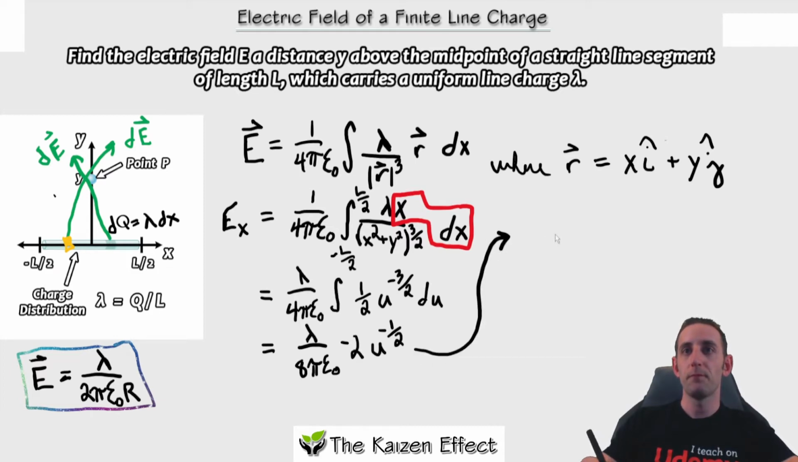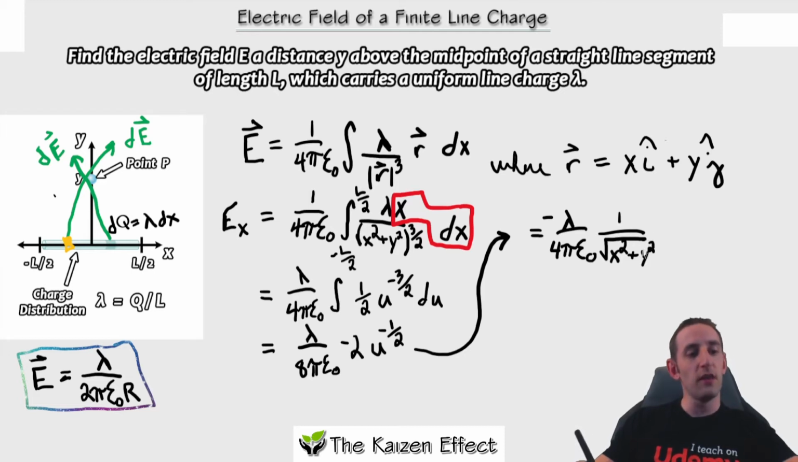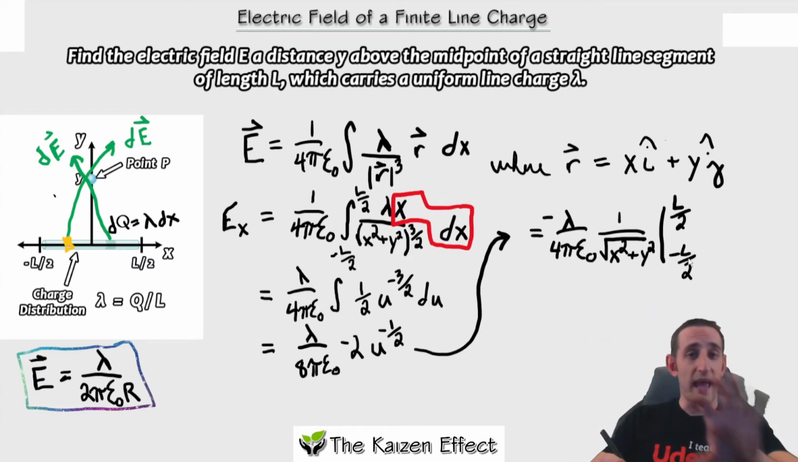Go over there. And we know this is just equal to negative lambda. The 2 over 8 becomes a 1 over 4. And then we just have 1 over square root of our u term, which is x squared plus y squared. And now we can finally use our limits of integration. So this goes from negative L over 2 to L over 2. And as you can see, it's going to cancel out to 0.